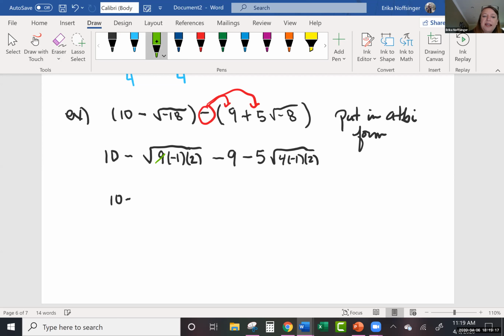So the square root of 9 is 3. The square root of negative 1 is i. And we're left with a root 2. Minus 9 minus 5 times, so pull out what you can. The square root of 4 is 2. The square root of negative 1 is i. And then we're left with the square root of 2.